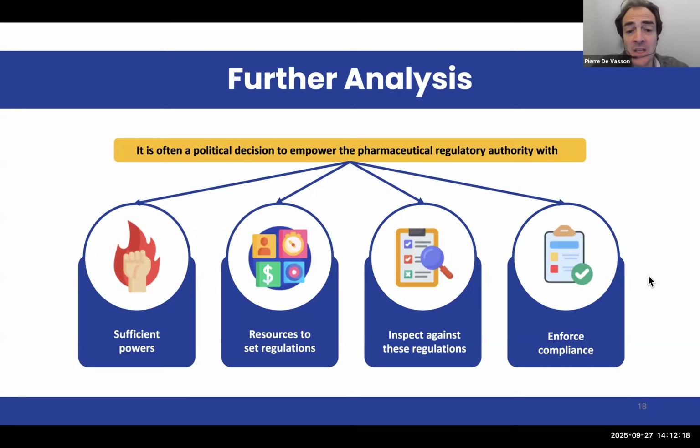This is number three here, inspect against these regulations. And number four is to enforce compliance. In so many countries, we've seen that these regulatory agencies do inspect, they do have regulation, but actually when it's time to enforce compliance, then this is very political.